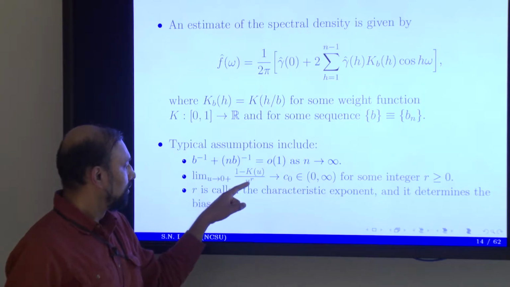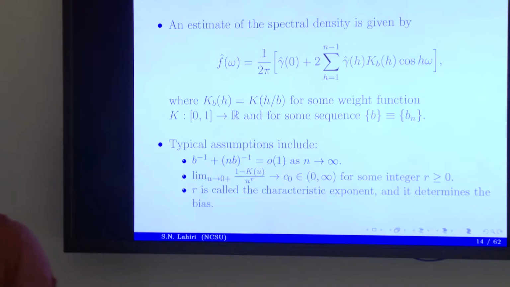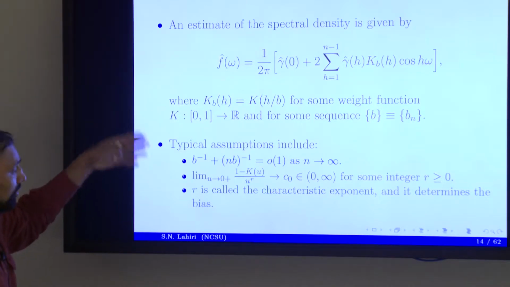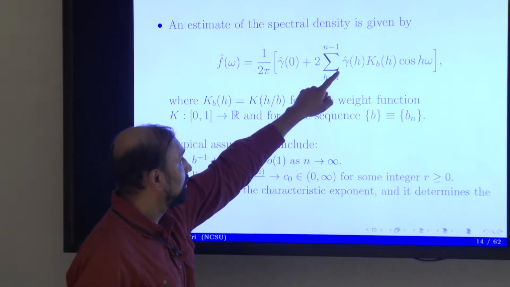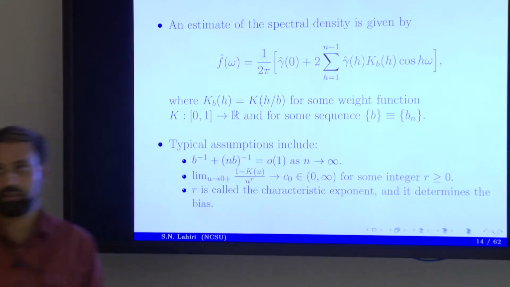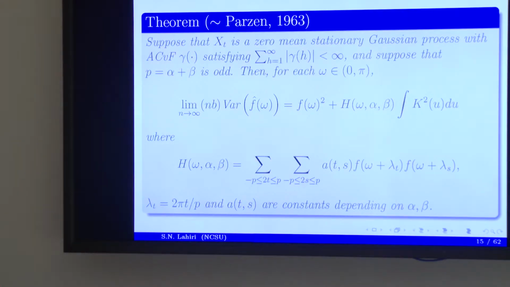Typically, for the rate of decay here, you will use an R that is bigger than or equal to 1, either 1 or 2. So this would be more like mimicking the standard spectral density estimation, where these estimators are constructed with whatever modifications we have seen. And there is an exact expression for the limit of this quantity.